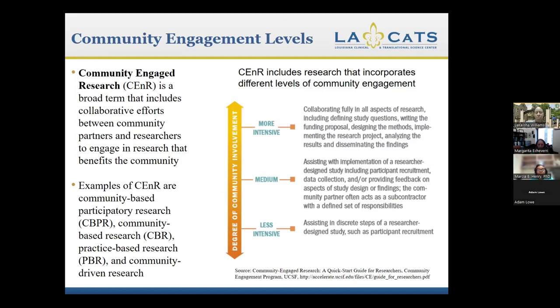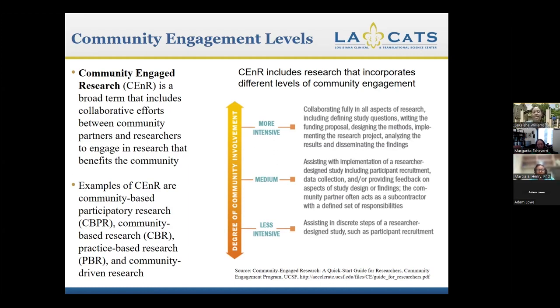community-based participatory research. And so, like I mentioned, one of the things that's very, very important, and I want to look at this degree of community involvement. When we think about community engaged research, you may sometimes hear about community based participatory research, you've probably also heard about community based research, practice based research, community driven research. These are all different titles.